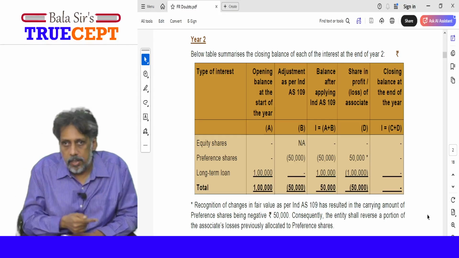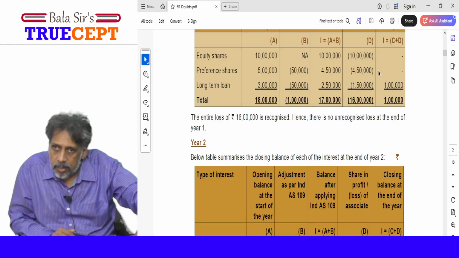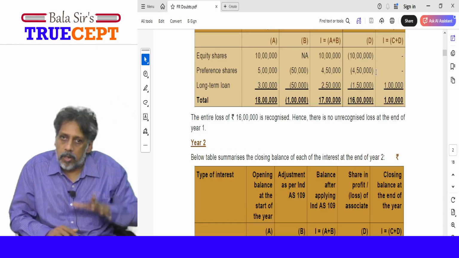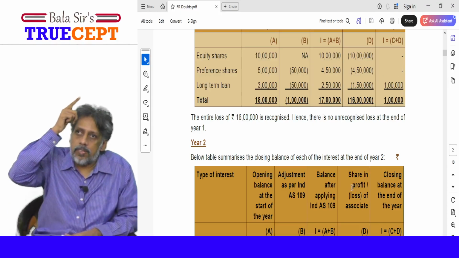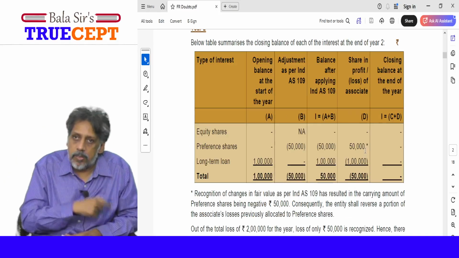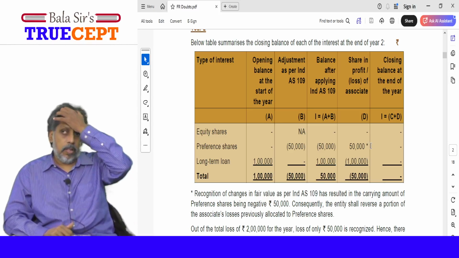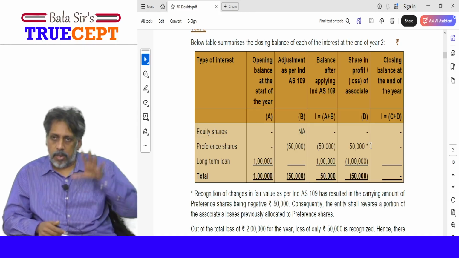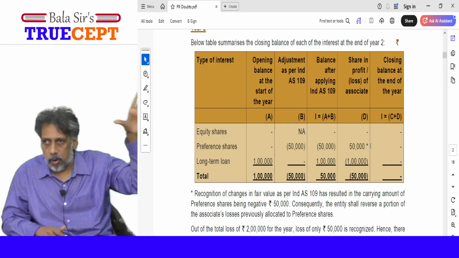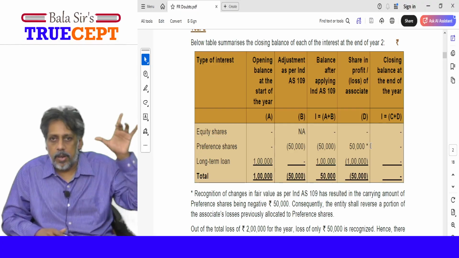Just show the chart, year 1. Out of the 4,50,000 loss assigned to preference shares, 50,000 should be reversed, so that 50,000 loss can now be written off as per IND AS 109. Is that fine? What you should do is first reverse the loss recognized earlier: preference share account debit is the share of loss, reversed. And then you write off that 50,000 for the fair value adjustment, right?